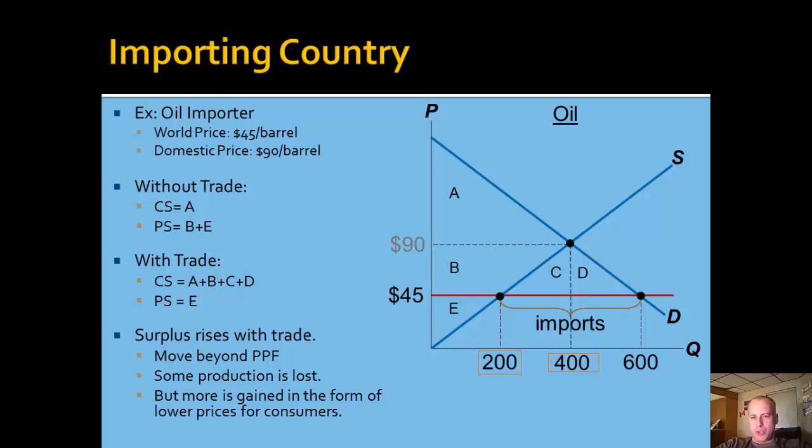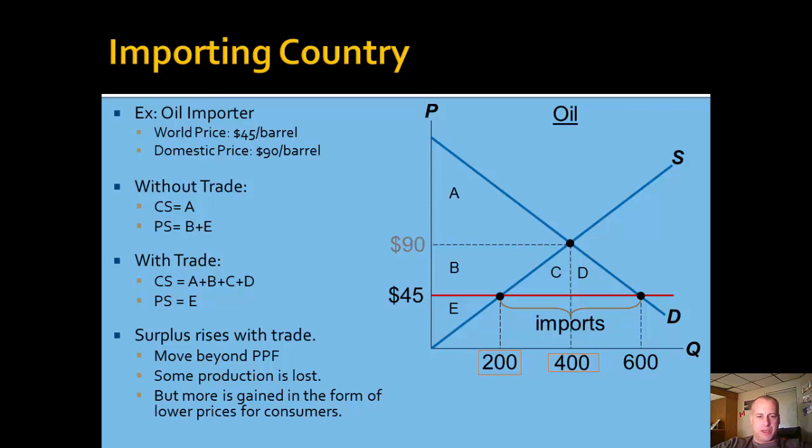Domestic producers lose. Domestic producers give up area B, but domestic consumers gain even more. Domestic consumers gain B plus C and D, and so total surplus rises. It's important to remember that what's happening here is that we're moving beyond our production possibilities frontier. With trade, we're able to experience higher levels of consumption in our import good than we would have otherwise.